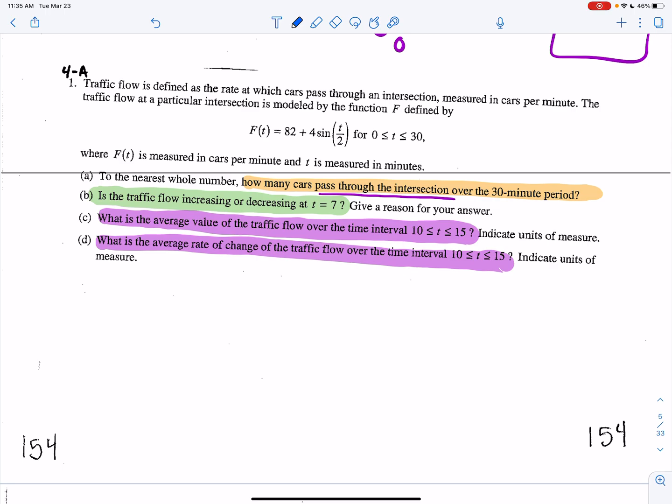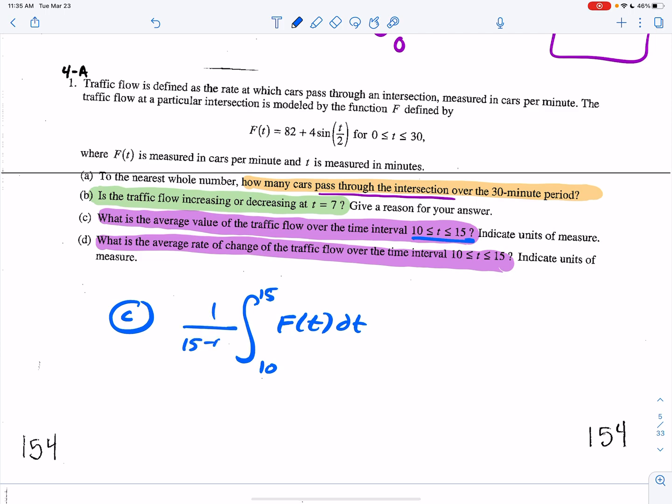of change, okay? So here in part C, average value is basically when you're integrating and you're averaging it out, okay? Average value means you're integrating the function. So here it says from 10 to 15, but then you average it out. So you do 1 over 15 minus 10. Okay, that is the average value. You plug that in, you're going to get your answer, okay?